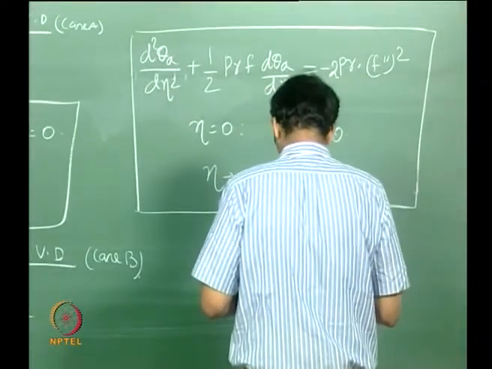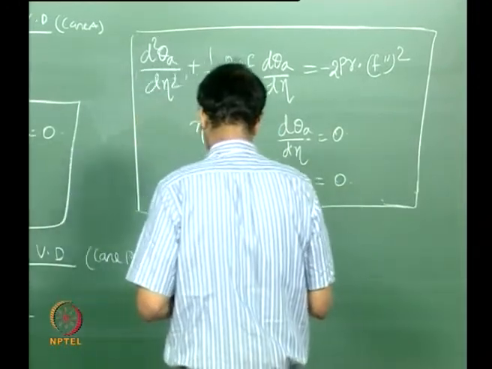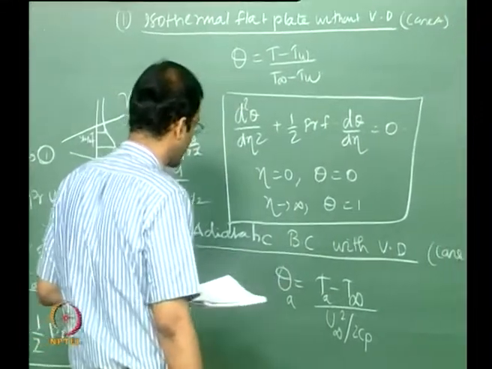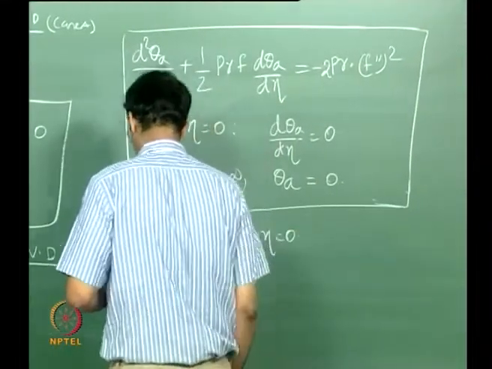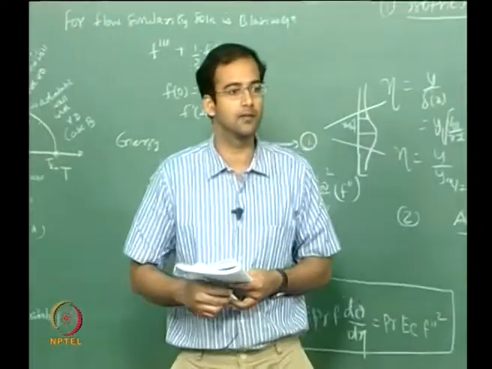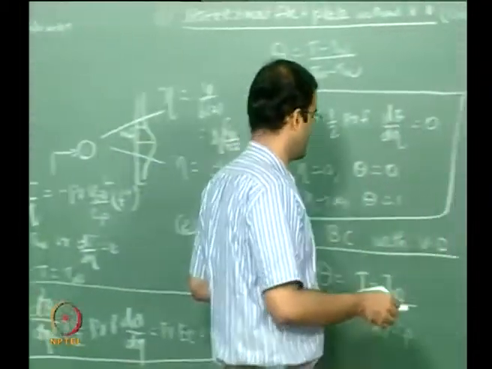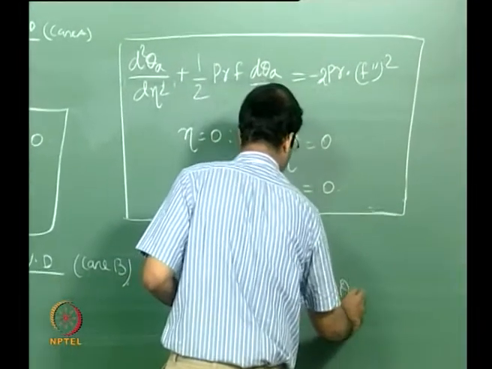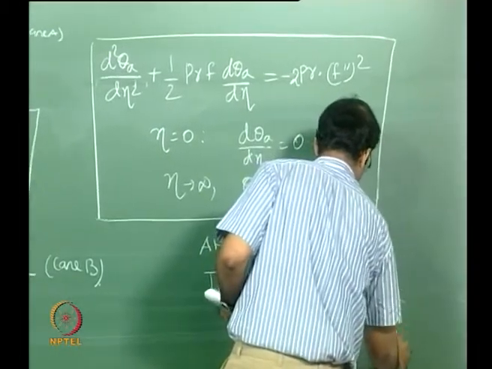Now I am going to give you a general solution, and before that let us try to understand what this definition of theta means at eta equal to 0. At eta equal to 0, I can calculate the value of T at the wall. That is nothing but the adiabatic wall temperature, right? So T adiabatic wall minus T infinity will be equal to theta A at eta equal to 0 times u infinity square by 2 Cp.